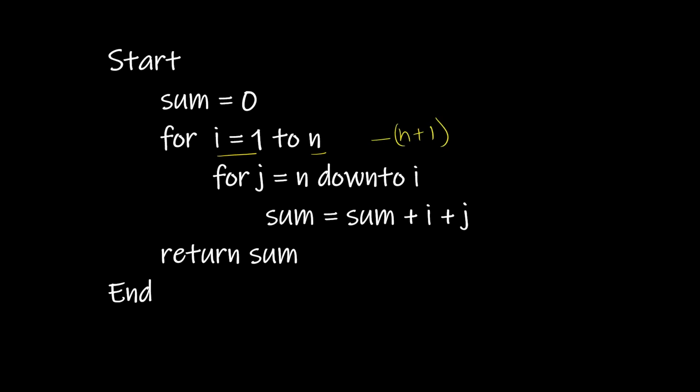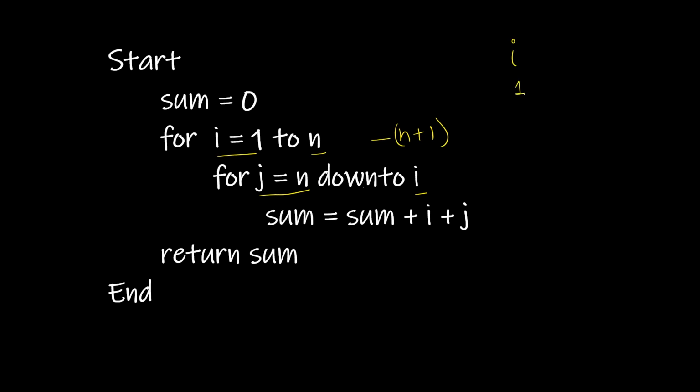Inside this for loop, we have another for loop which starts at index j equals n and decrements up to i. Now we can see that our second for loop is dependent on our parent for loop. Let's try to find the total number of times our second for loop runs. For different values of i, our second for loop will run different times.